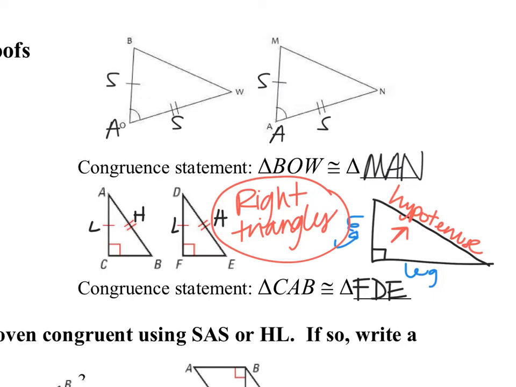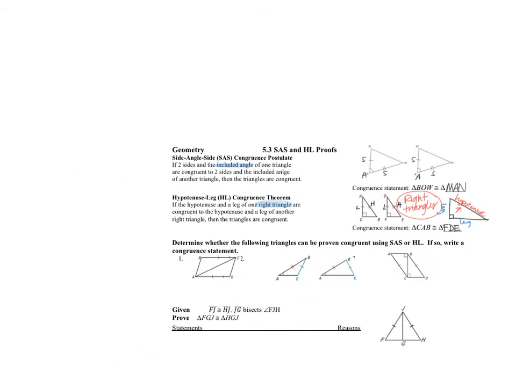So just like yesterday, we're going to look at the pictures, we're going to decide if they're congruent and tell how, and we'll write a statement if they are. You're not always going to have everything marked, so sometimes you have to look for other things that might be congruent. Number 1.